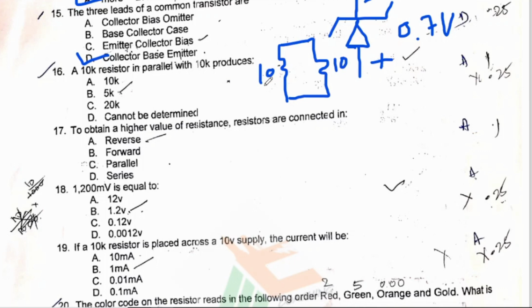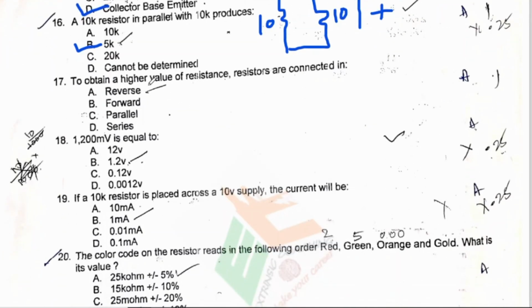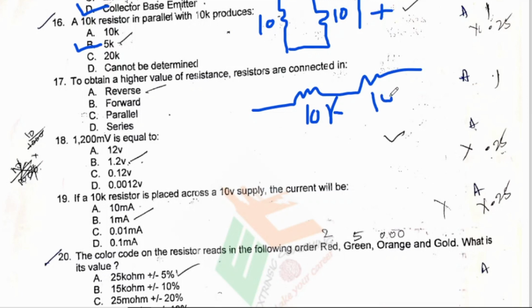So both the resistances are same, so divide by 2. It is option B, 5, the correct answer. To obtain a higher value of resistance, resistors are connected in series. If you are connecting two 10K resistors in series, then the overall resistance will be 20K.